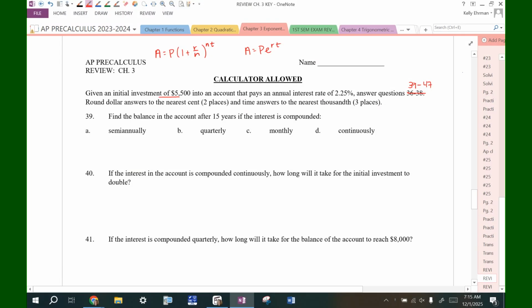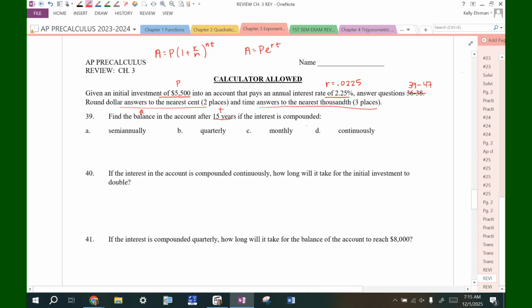And for continuous compounding, we have this formula. Given an initial investment of $5,500, that's the principal amount, into an account that pays an annual interest rate of 2.25%, that's an R of 0.0225. Answer the following questions. Round dollars to the nearest cent and time or anything else to the nearest thousandth. Find the balance, which is A, in the account after 15 years.